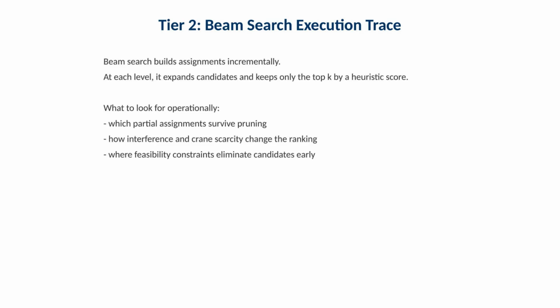This slide explains what you should look at in a beam search trace. At each level, candidates are expanded and then pruned down to the top K by a heuristic score. Operationally, pay attention to which partial assignments survive pruning, how interference and crane scarcity change rankings, and where feasibility constraints eliminate candidates early. Those are the decision points that explain the final assignment.